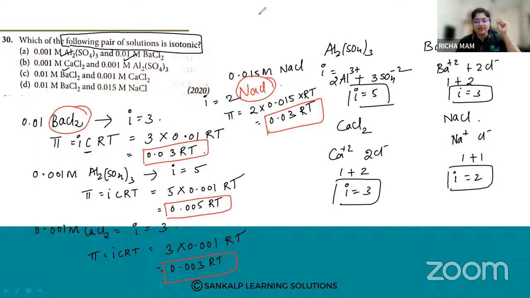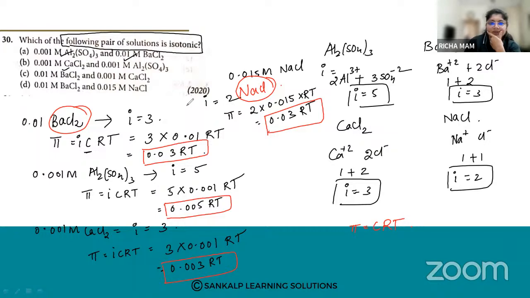Now, by seeing the values, at least you can tell me, isotonic means what? They should have the same osmotic pressure. Osmotic pressure means same concentration. Both the solutions should have the same concentration. So which option is this? Tell me the option number.